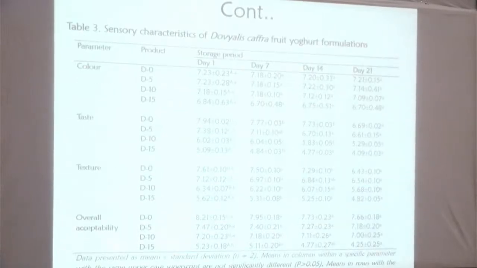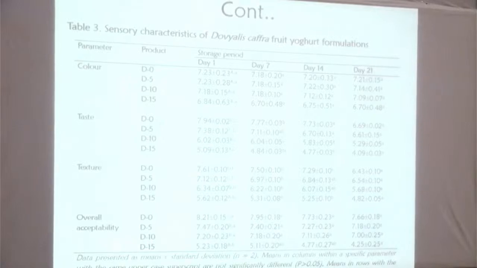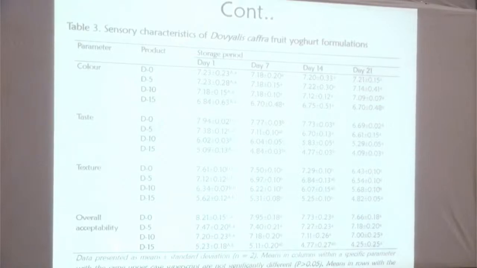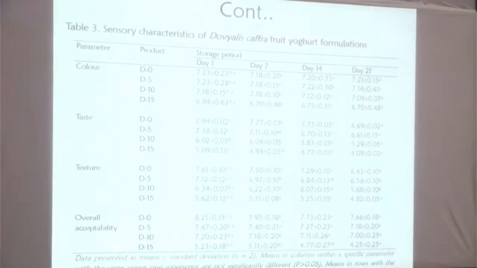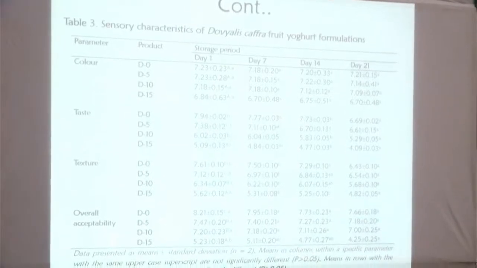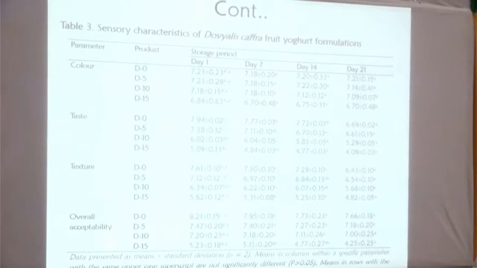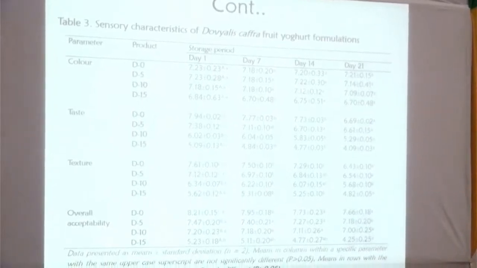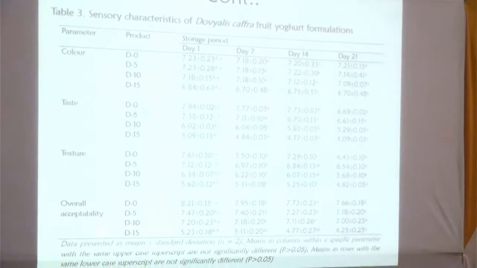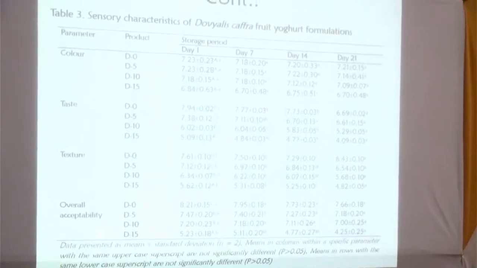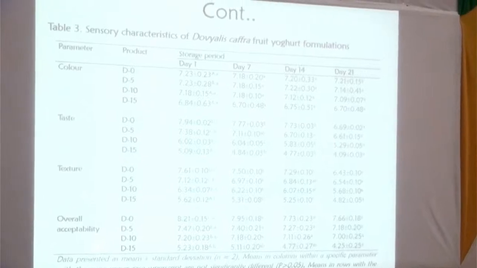In terms of color, based on the sensory properties observed, the yogurt that had 0% of the fruit was perceived by panelists as the best. And as the amount of fruit increased, the perception of color decreased. Also in taste, texture, and overall acceptability, the one which didn't have any fruit was rated highest, the 0% fruit, compared to the one which had 15%.